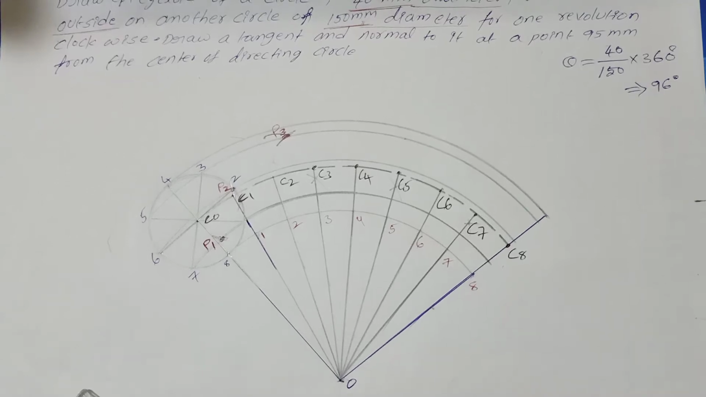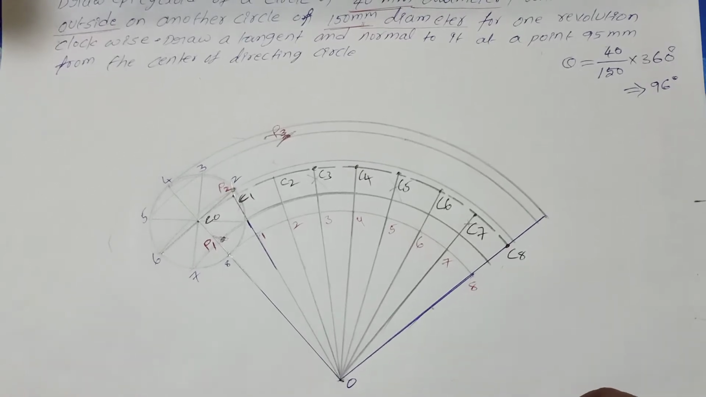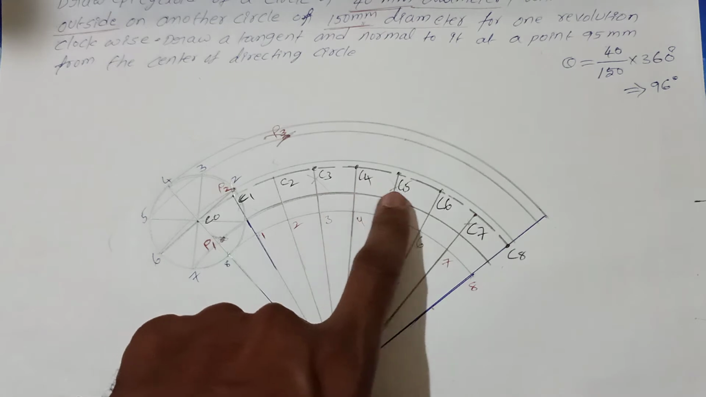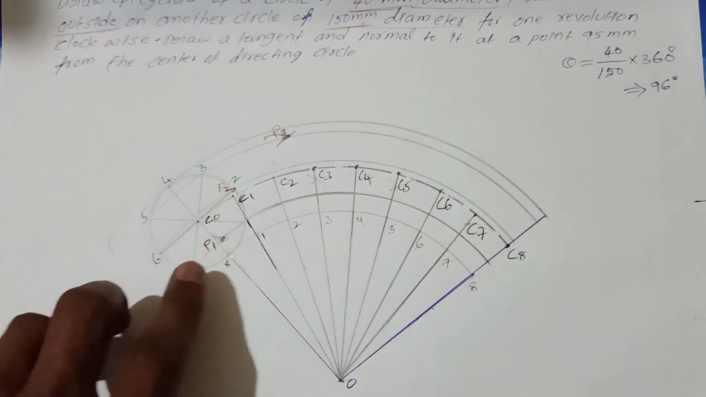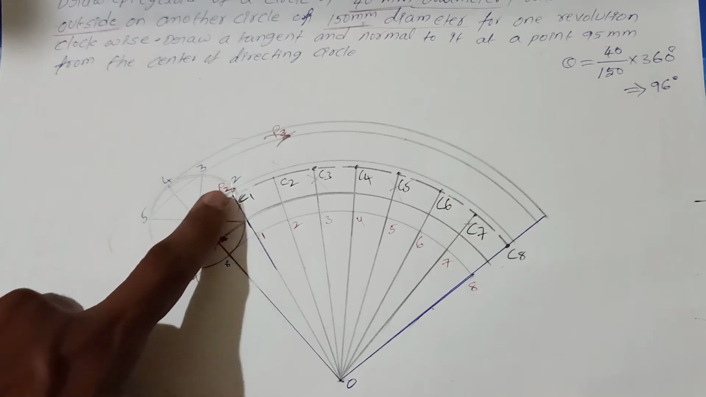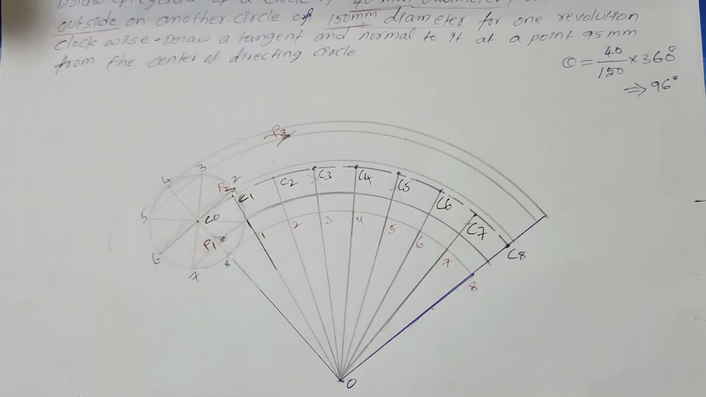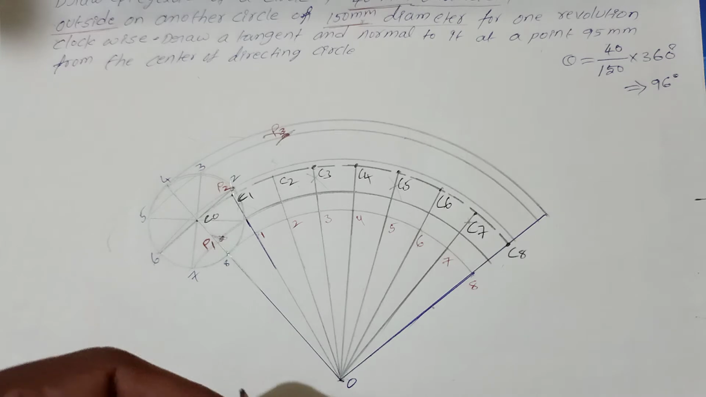Let's see the continuation of the epicycloid. After indicating centers C0, C1, C2, C3, C4, leave C0. From C1 onwards, set the compass to the radius of the generating circle. Generating circle means small circle. Set the compass to 20 mm because here the diameter is 40.